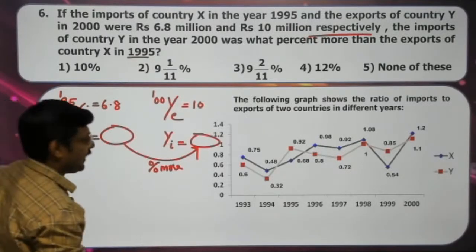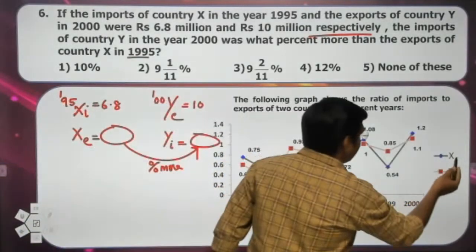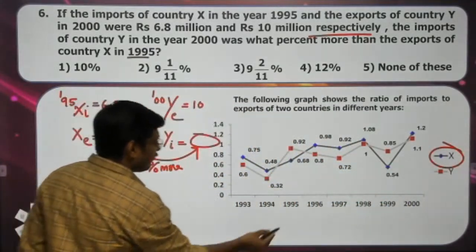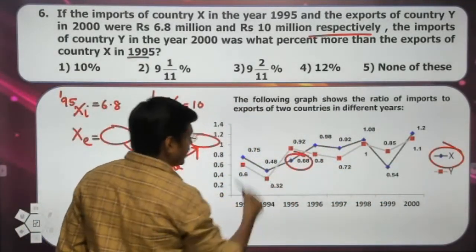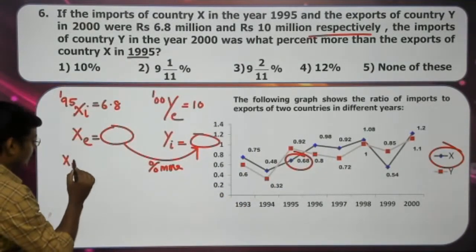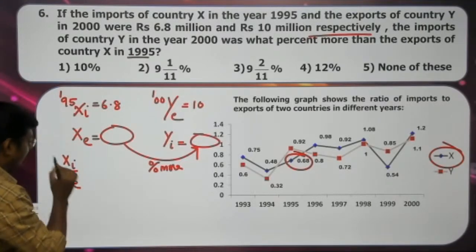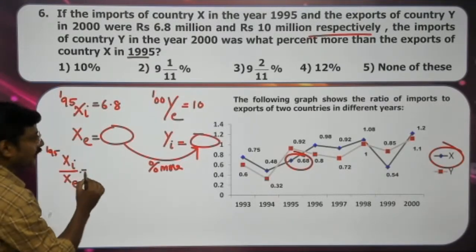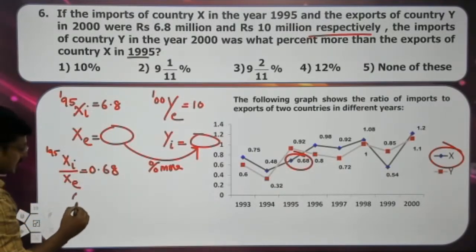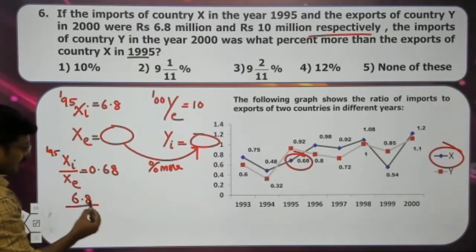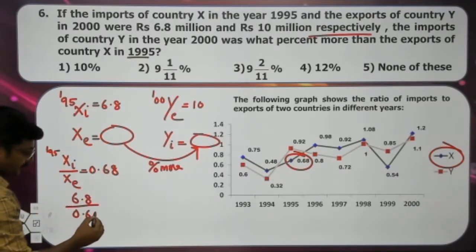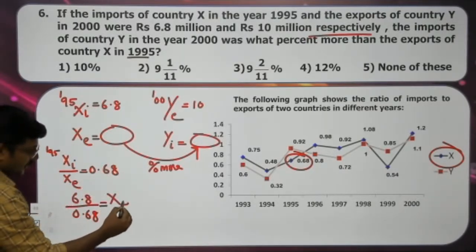For 95, X is the blue color here, 95, so it is 0.68, right? So I am writing the import to export ratio of 95. It is 0.68, right? We know that X import is 6.8 divided by, we need to find export. So I am crossing this and taking this 0.68 here, which is equal to the export of country X.